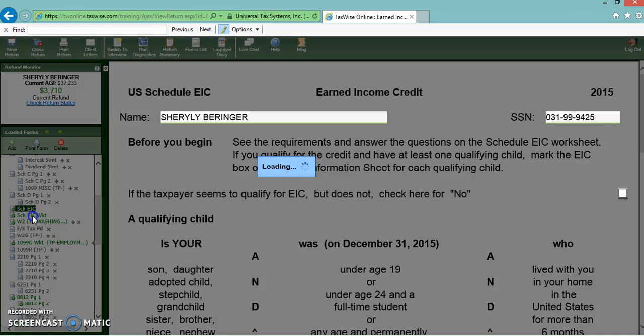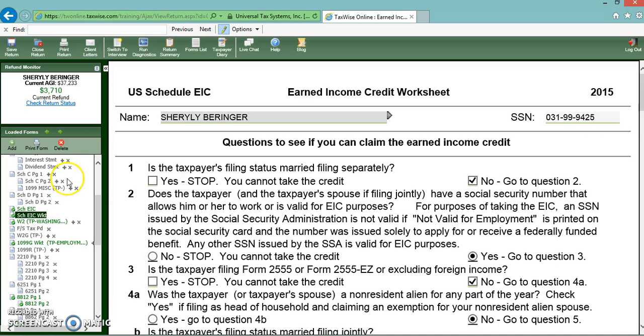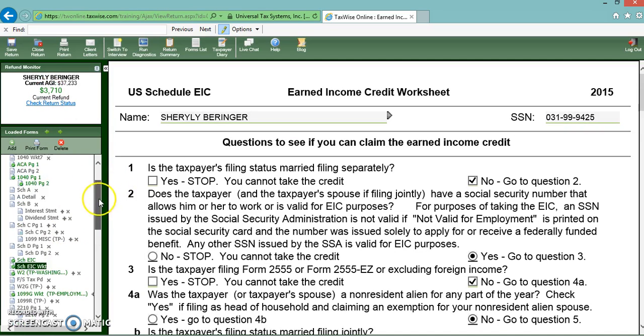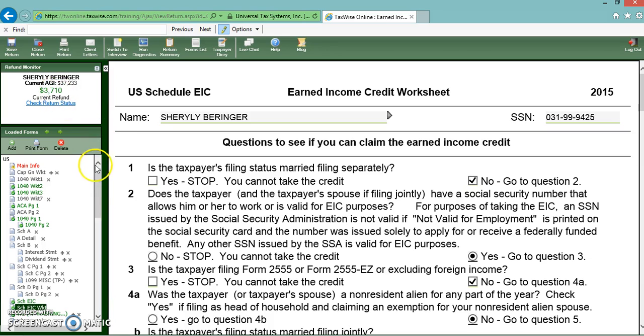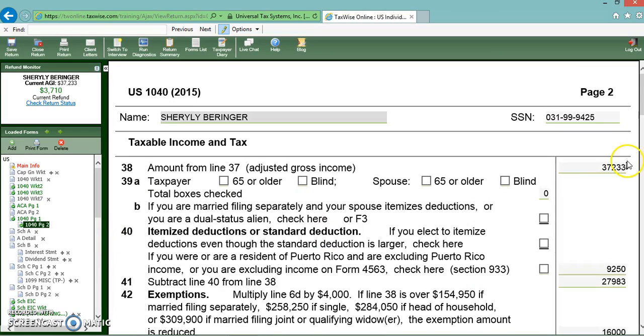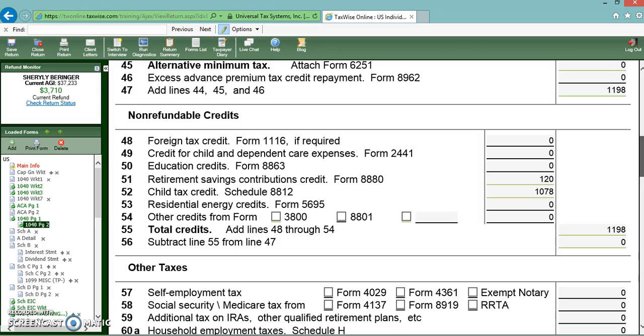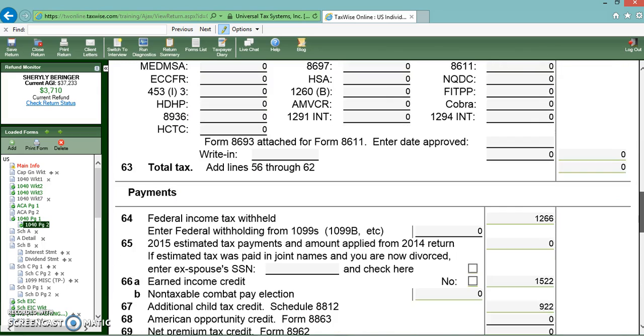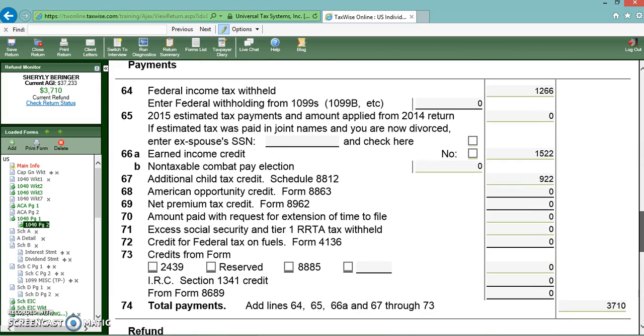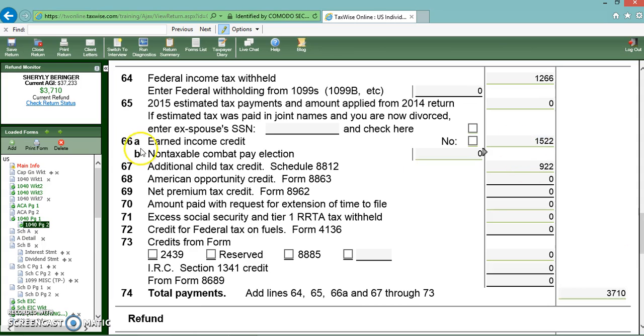And as you can see, it's attached to the return. The refund is higher now because of the earned income credit. If you want to check if it's applying, you go down to 1040 page 2 where the credit section is. Okay. And there you can see line 66A, earned income credit is applying. And that means it's correct.